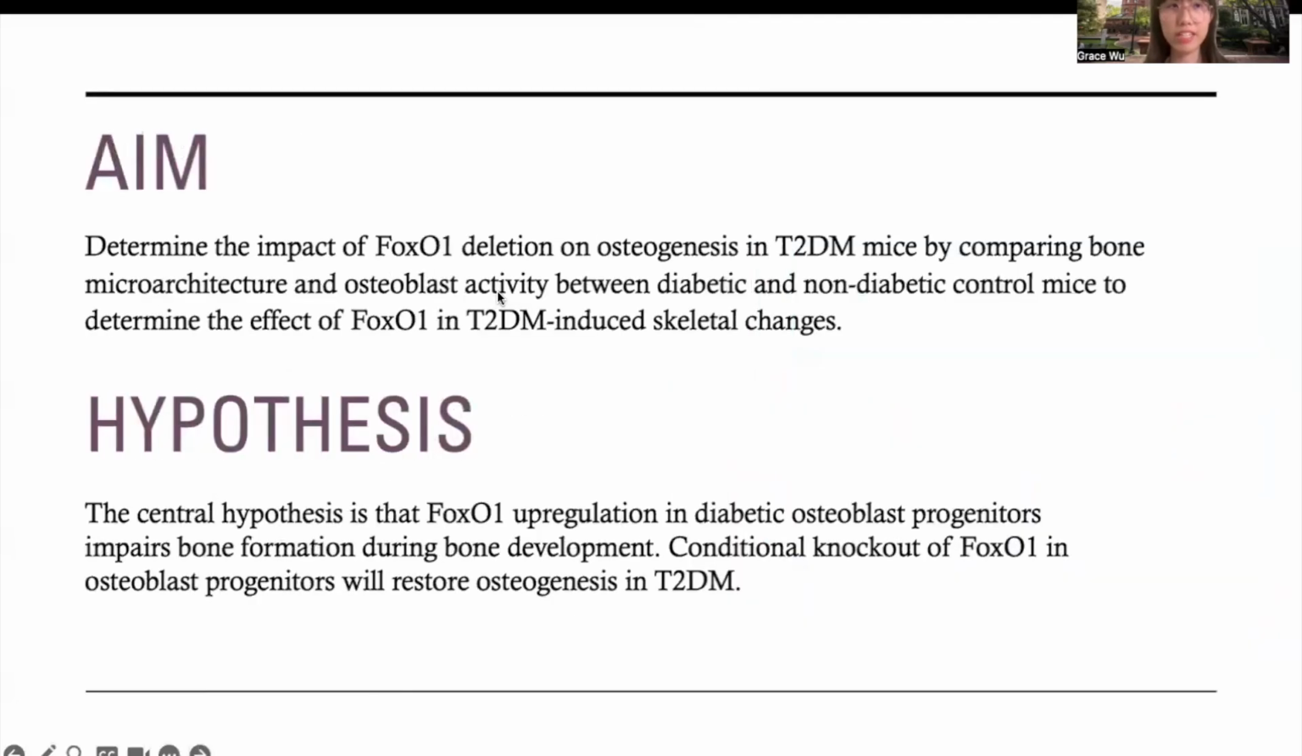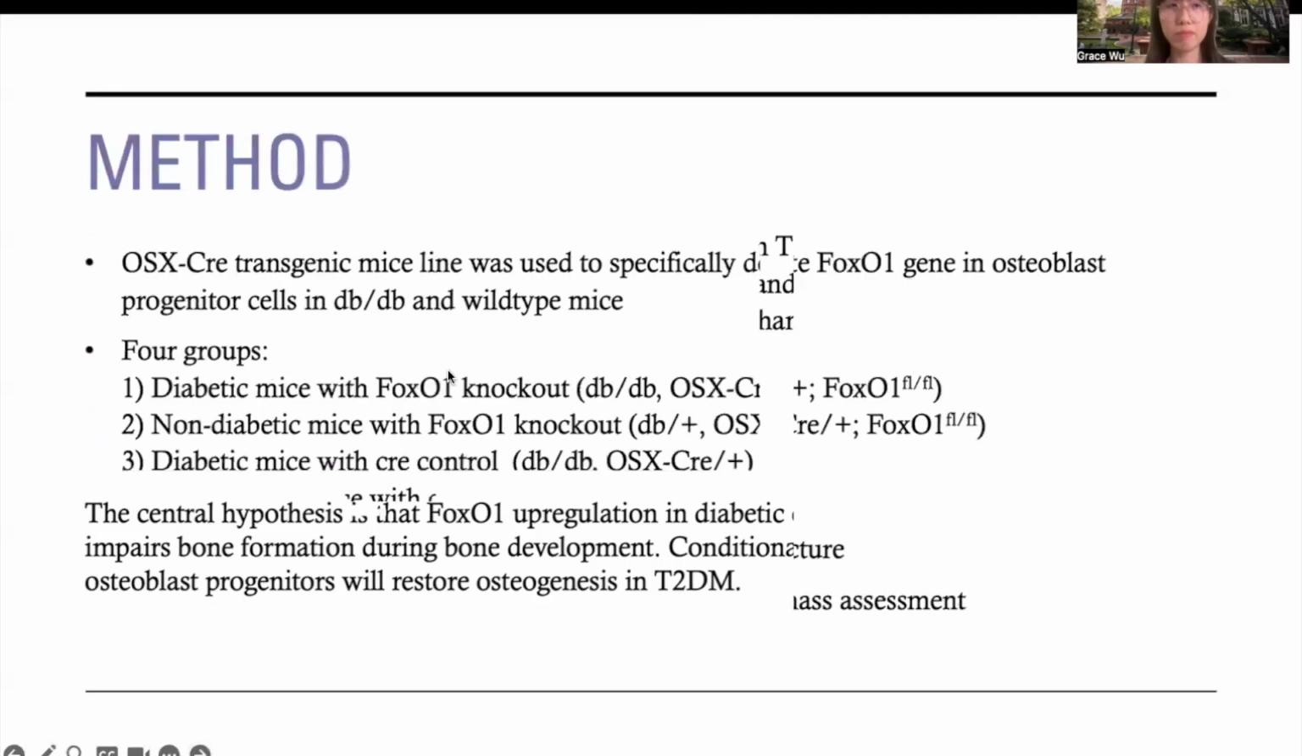The aim of the study is to determine the impact of FOXO1 deletion on osteogenesis in type 2 diabetic mice by comparing bone microarchitecture and osteoblast activity between diabetic and non-diabetic control mice to determine the effect of FOXO1 in type 2 diabetes-induced skeletal changes. The central hypothesis is that FOXO1 upregulation in diabetic osteoblast progenitors impairs bone formation during bone development. Conditional knockout of FOXO1 in osteoblast progenitors will restore osteogenesis in type 2 diabetes.